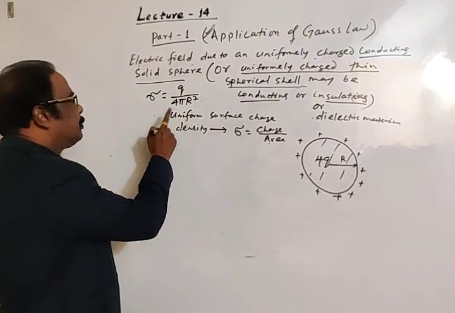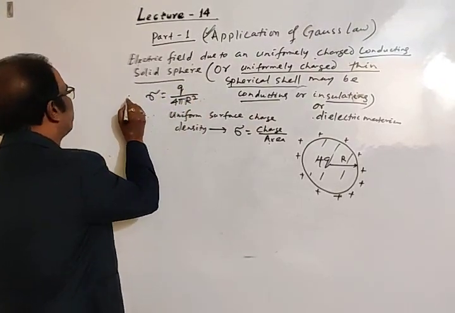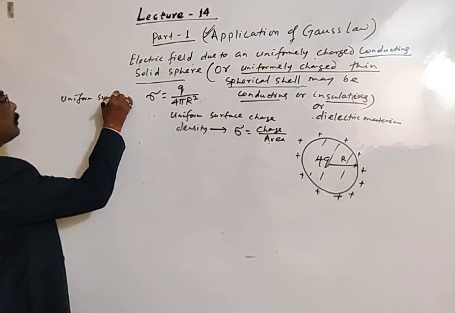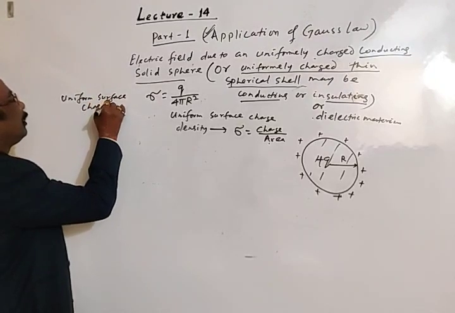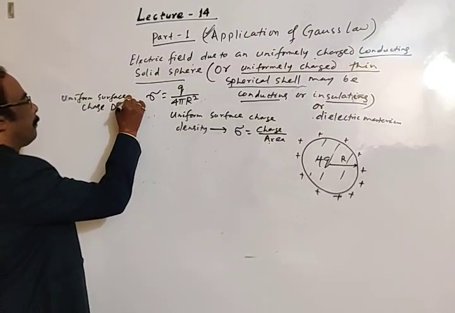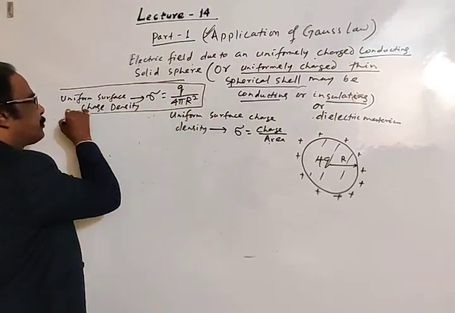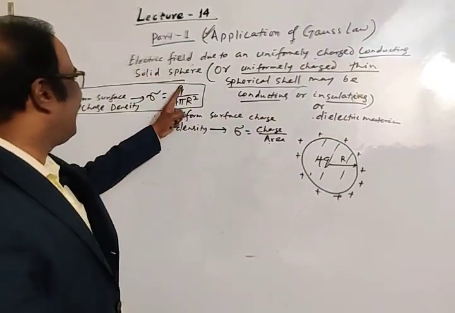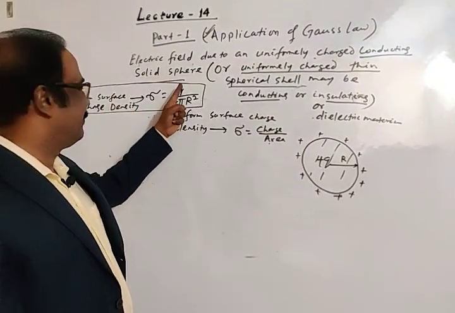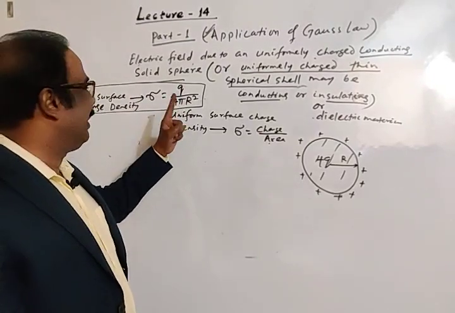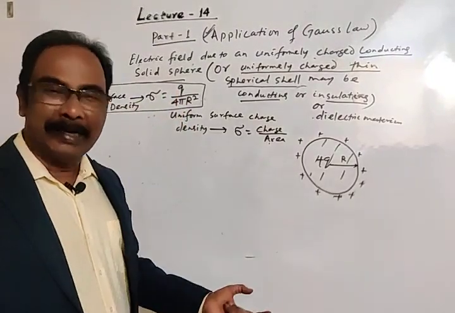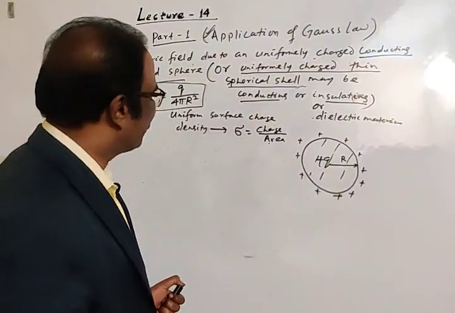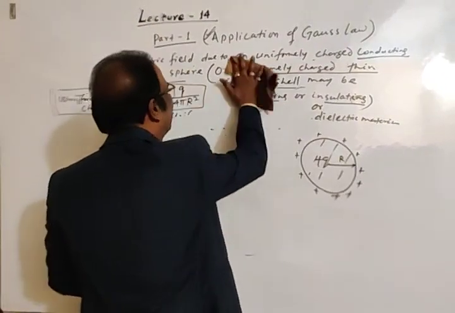So this is called uniform surface charge density. Okay, uniform surface charge density on this conducting sphere is sigma, that is equal to charge divided by total surface area. Thus, this is charge per unit surface area. Okay. So, this is uniform surface charge density. Okay. Charge is distributed on the surface.